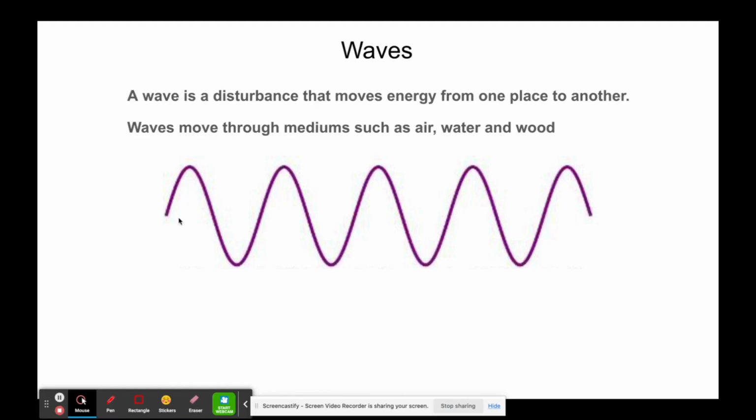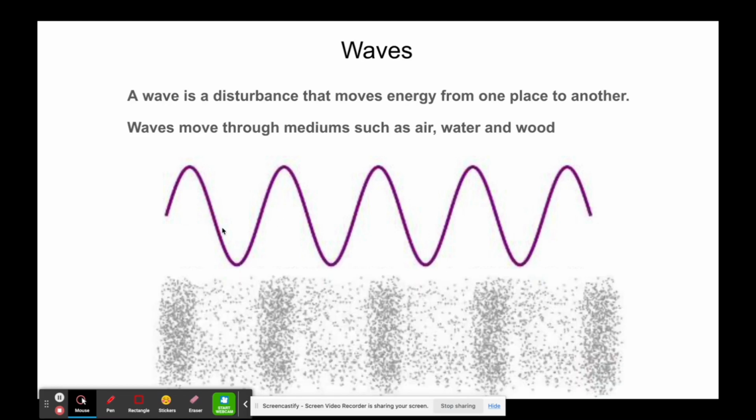We can see that there are ups, which are actually called crests, and there are downs, which are called troughs. So this is an example of how sounds are moved throughout the air. For example, every time there's a crest, we see these little air particles compressed, and every time there's a trough, the air particles are not compressed anymore.